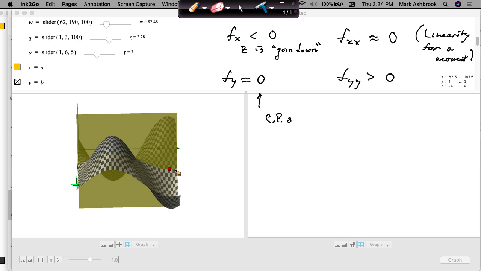Now, does it get close? No, because what's the rate? The rate is 2x, right? The rate of change is 2x, and the second derivative is 2. So the rate of change is always increasing at a rate of 2, never 0.